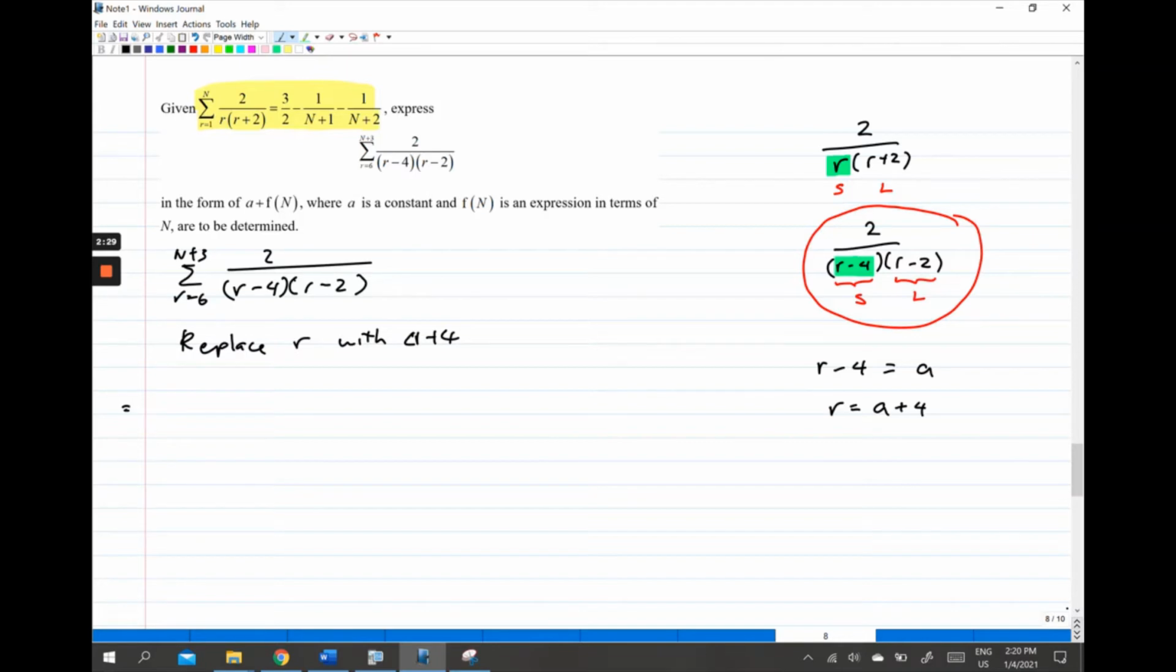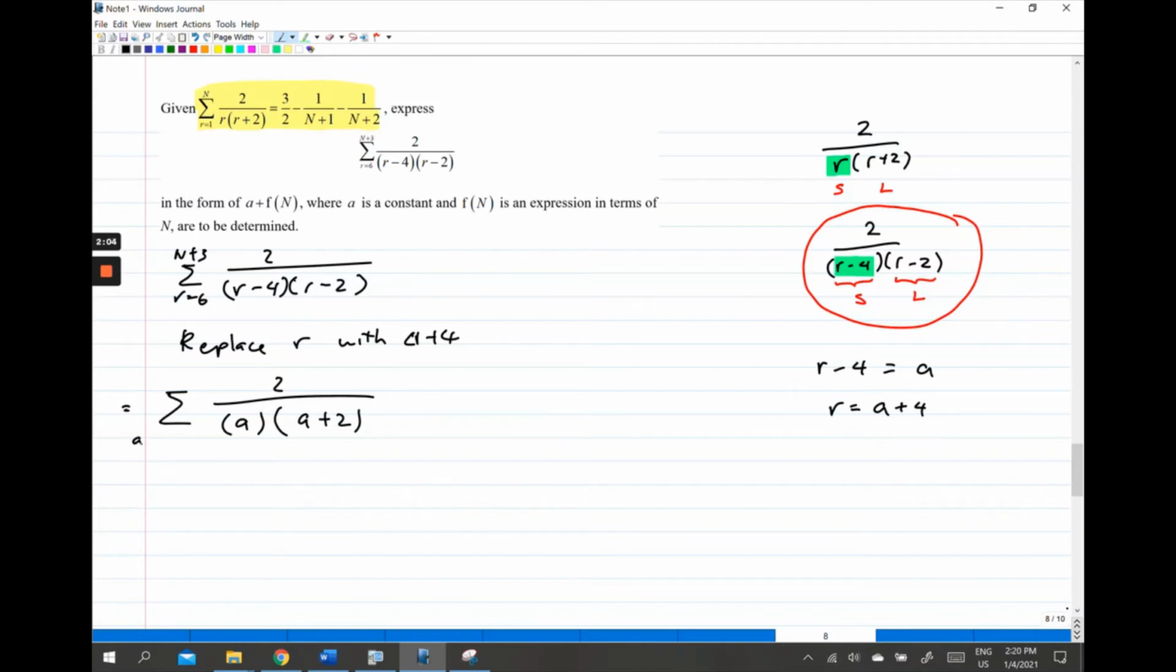Notice what actually happens here. Your 2 doesn't change. You have a plus 4 minus 4, which gives you a. A plus 4 minus 2 gives you a plus 2. So in terms of the expression, it is the same as this already. Then be careful. Make sure that you change everything, so all your r values will have to change with a plus 4.